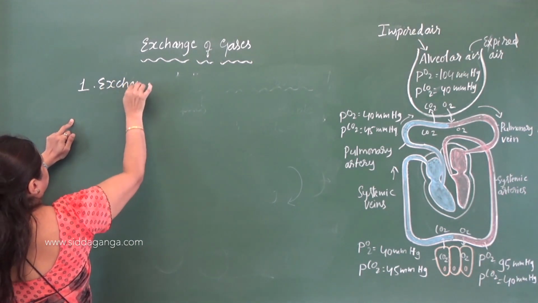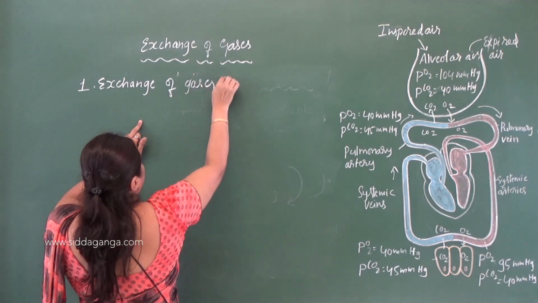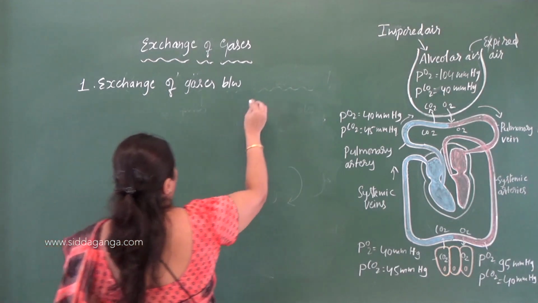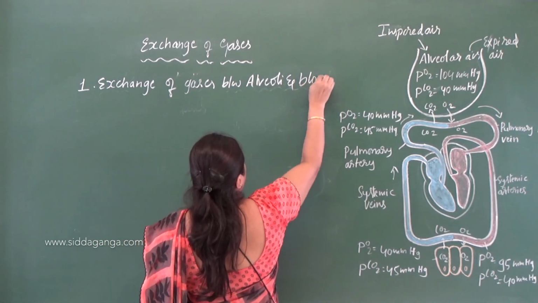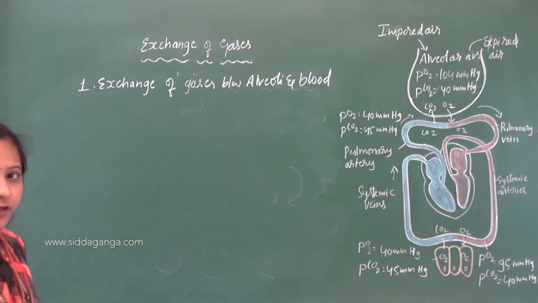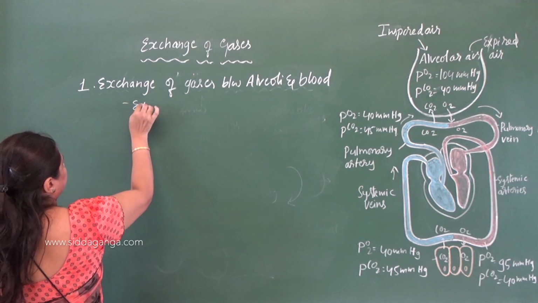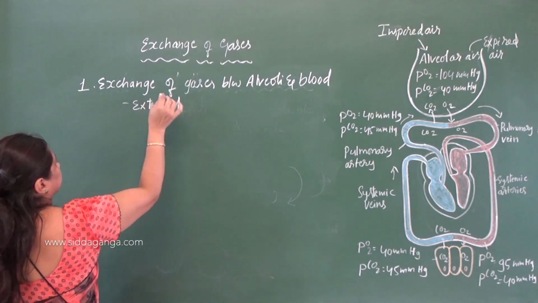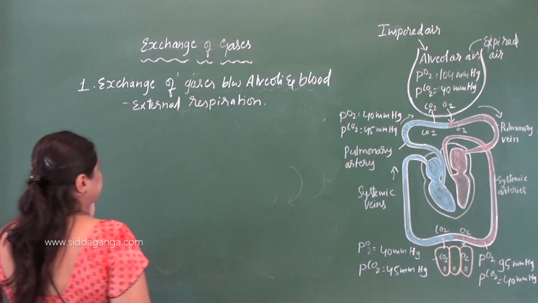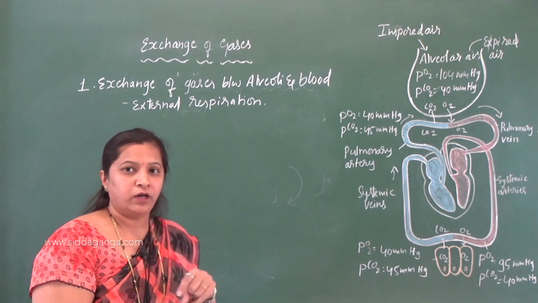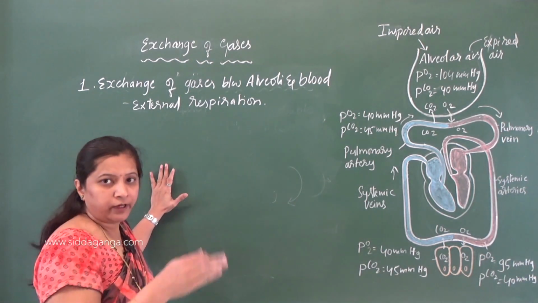Exchange of gases between alveoli and blood. Understood? What is it called? External respiration. External respiration. So here the exchange of gases takes place at the alveolar level. So here the exchange of gases occurs between the alveoli and the blood.